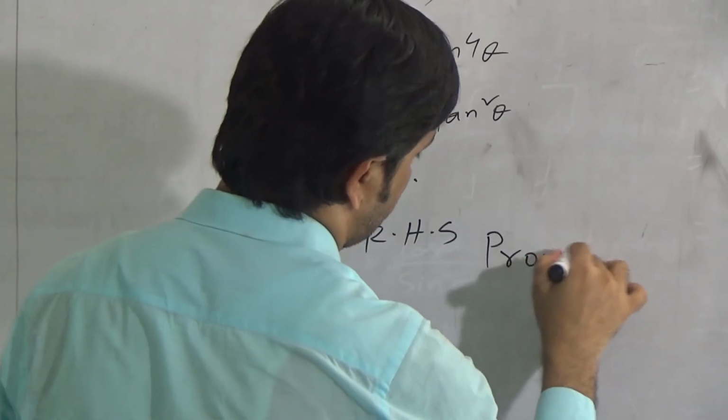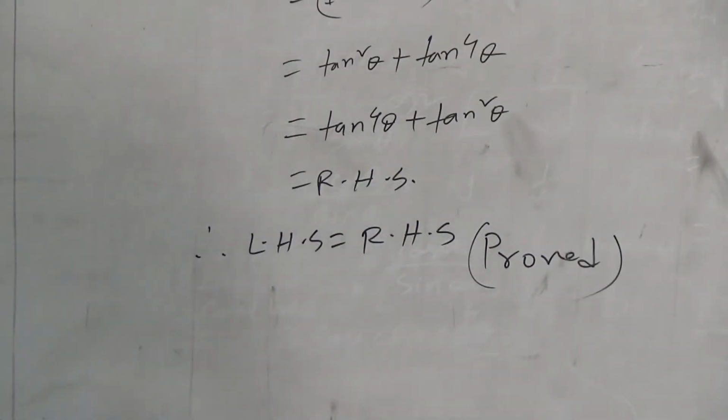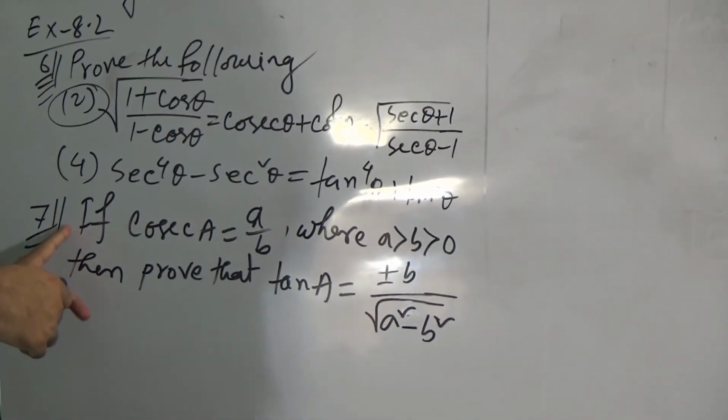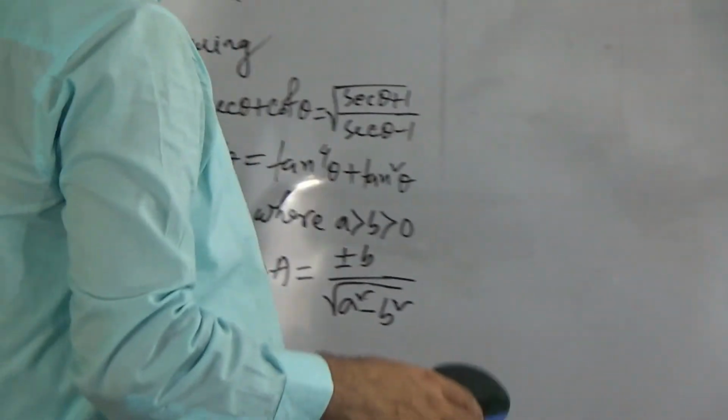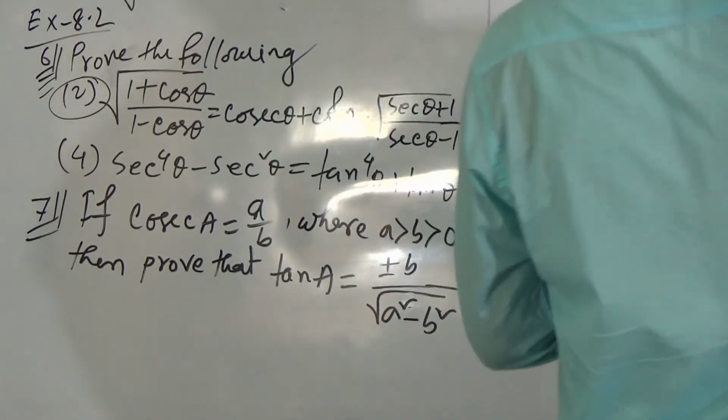So proof is done. That means left hand side equals right hand side. Proved. Okay dear students, I have done question 4 of 6. Now I will solve the last question of today, that is question 7. What is given? Given cosec A equal to A by B. Question 7 now.